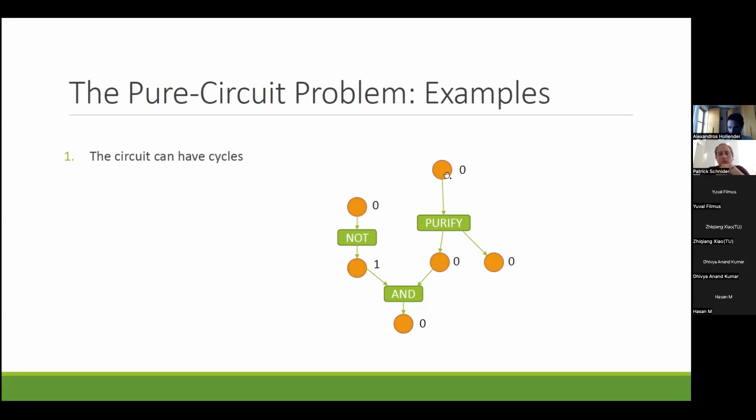0, the output has to be 1. On input 0, the Purify Gate just copies the input, and then you take the AND of 1 and 0, which is 0, and that's it. All the gates are satisfied, you've solved the problem. And this will work more generally if you don't have cycles. So cycles are really important.